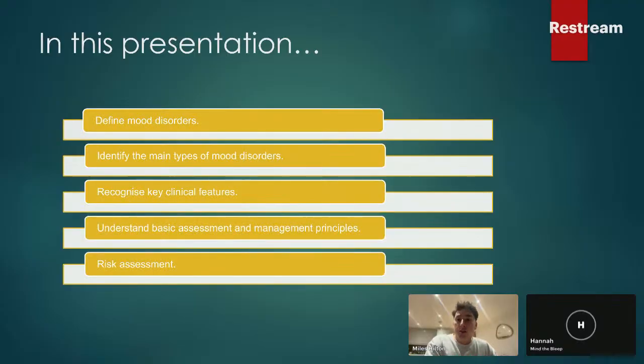So in this presentation, I will define what mood disorders are, identify the main types of mood disorders, recognize clinical features of mood disorders, understand the basic assessment and management principles, and we will end with how to perform a risk assessment for mood disorders as well.